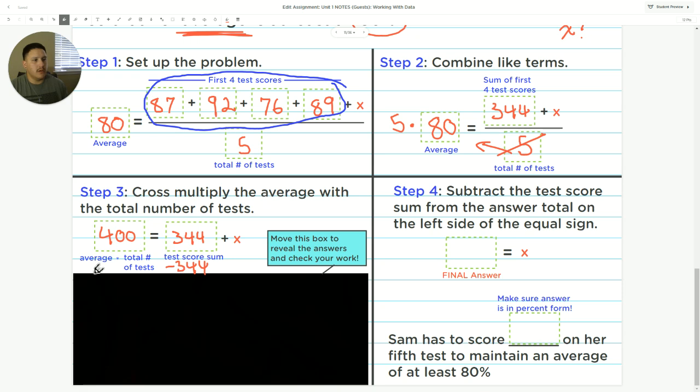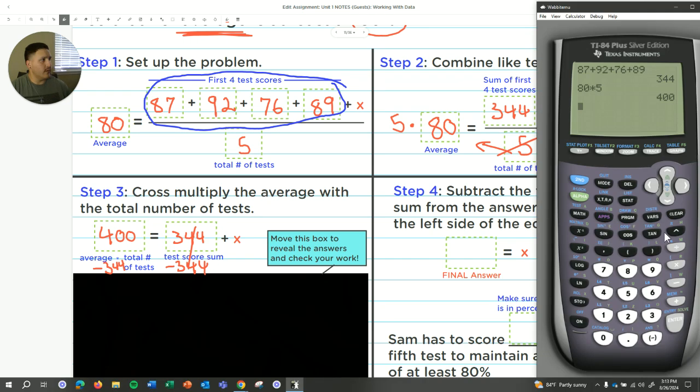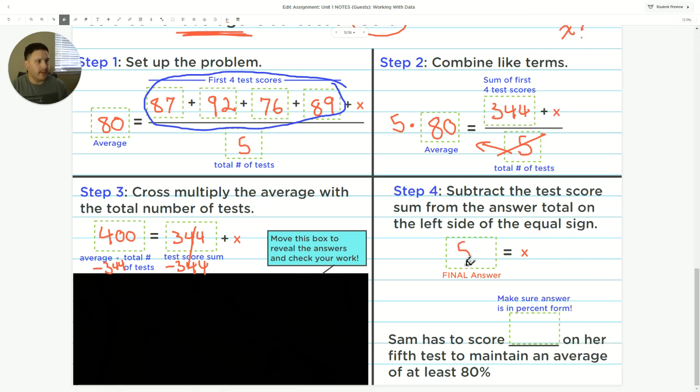Last thing we're going to do to get the X value is subtract 344 from 400. Now I believe that should be 56, but let's check. So 400 minus 344 should be 56. And so the worded answer: Sam has to score 56% on her 5th test to maintain an average of at least 80%.